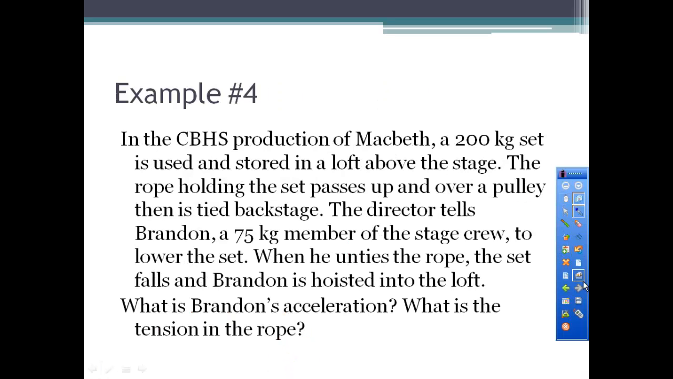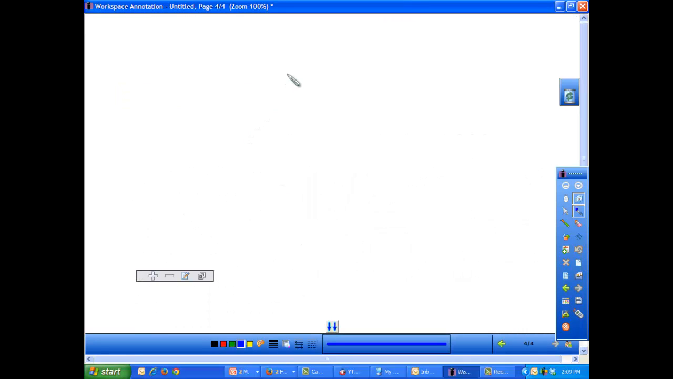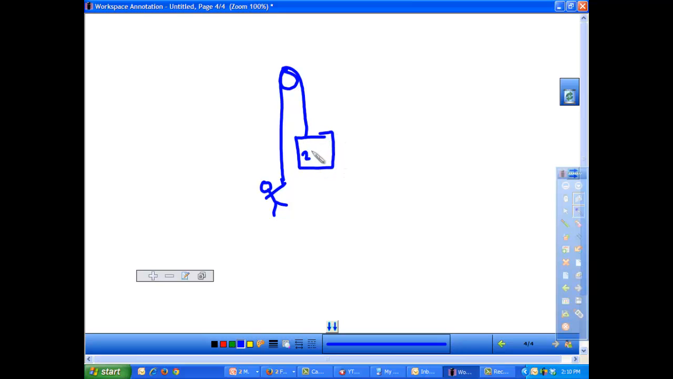So let's go back and look at the other one, and I'll draw a picture of this one too. I'll give you guys a second. In this one, what we have is a pulley situation, so we're looking at tension. So down here is Brandon, and he's holding one end of the rope, and then on the other end of the rope is a 200 kilogram box, and Brandon has a mass of 75 kilograms. And I want to know what is Brandon's acceleration. So go ahead and give this one a try. Give the other one a try.